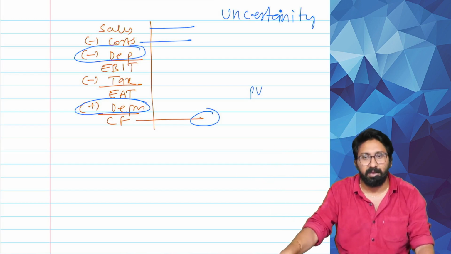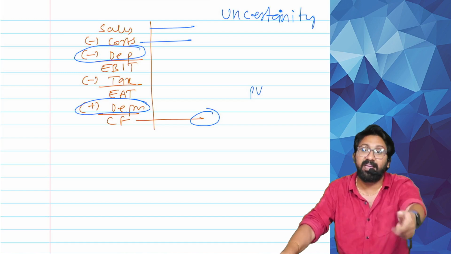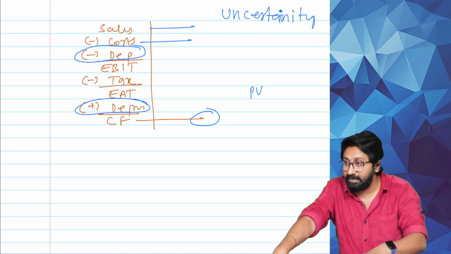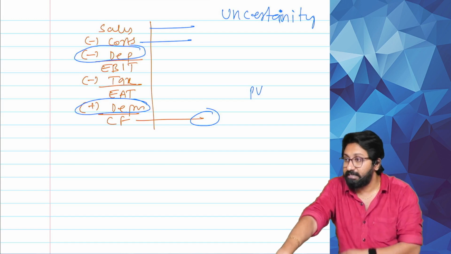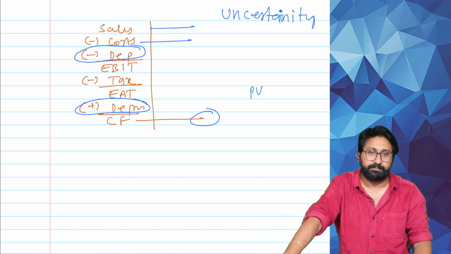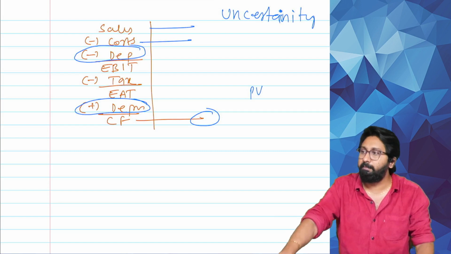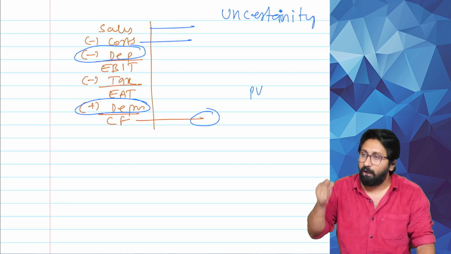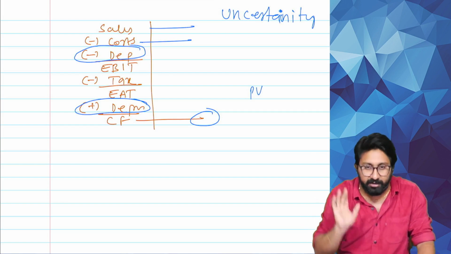Now tell me, is my salvage value guaranteed or unguaranteed? Answer. But guaranteed means risky or not risky? Certain or uncertain? Then why are you discounting at the same rate again? Therefore, people were caught in a paradox. They got a doubt: why are we discounting all inflows and outflows at the same rate?